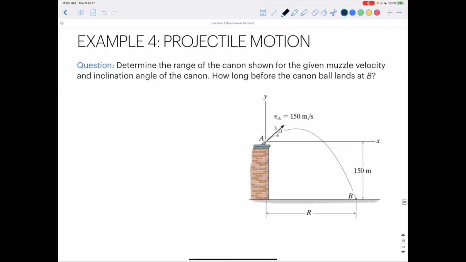So let's look at an example which is a little bit more complicated. In this case, we have a cannon shown. It gives us a representation of the inclination of that initial velocity, and it tells us the initial speed is 150 meters per second. So it's asking to determine the range of the cannon shown if it has a muzzle velocity of 150 meters per second and an inclination with a gradient of 3/4, the rise over run of the inclination is 3/4. And then it also asks how long before the cannonball lands at B.